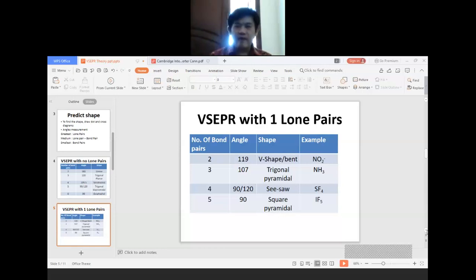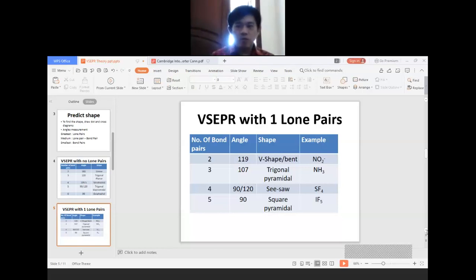with five bond pairs and one lone pair, it is square pyramidal. Square pyramidal, the bond angle is 90 degrees. The molecule is IF5. Okay, IF5.